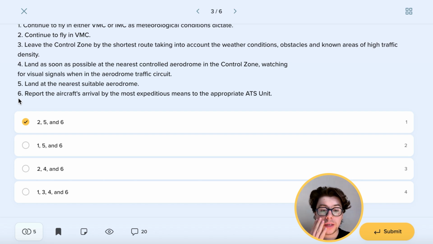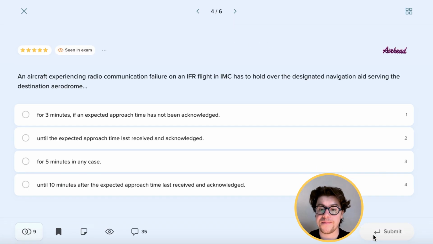All the other ones do not really make much sense in this regard, neither for VMC or IMC flying if you're flying under IFR. And now for question number 4. An aircraft experiencing radio communications failure on an IFR flight in IMC has to hold over the designated navigation aid serving the destination aerodrome. So now the question is, for how long do you need to do that?